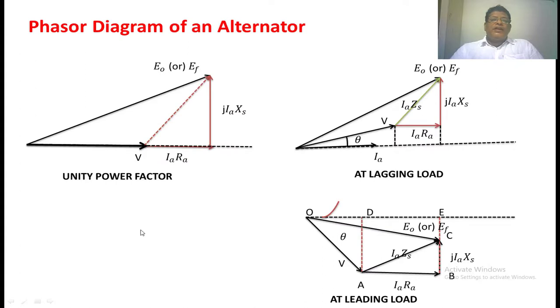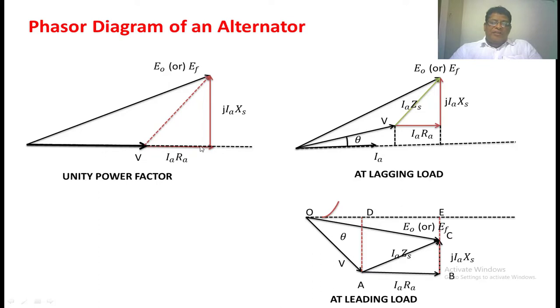Now we are going to see the phasor diagram of an alternator or synchronous generator when we connect a resistive load. Whenever we say resistive load, the current is in phase with the voltage. So here we get the IA that is in phase with the V. IRA drop you have to add for this one.